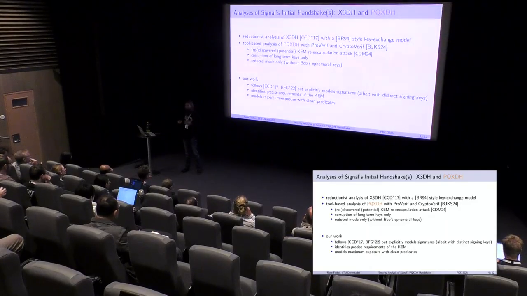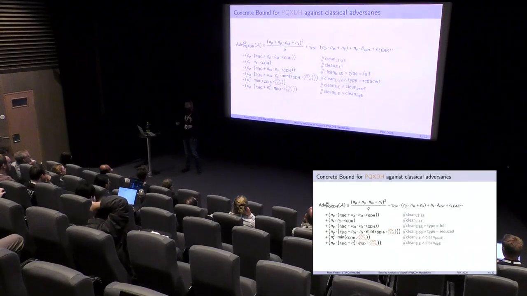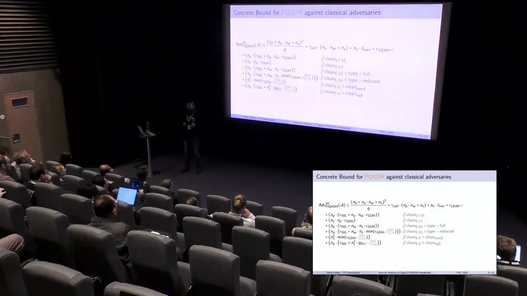And we model this with clean predicates in the sense of, for each contribution, one of them has to be clean, and then we're good. This will get hopefully clearer in the next slide, where we will see the concrete bound that we have derived for PQXDH against classical adversaries. I understand this may look slightly intimidating or frightening, especially this early in the morning, but I hope it will look less frightening by the end of this talk, because we will walk through it bit by bit.